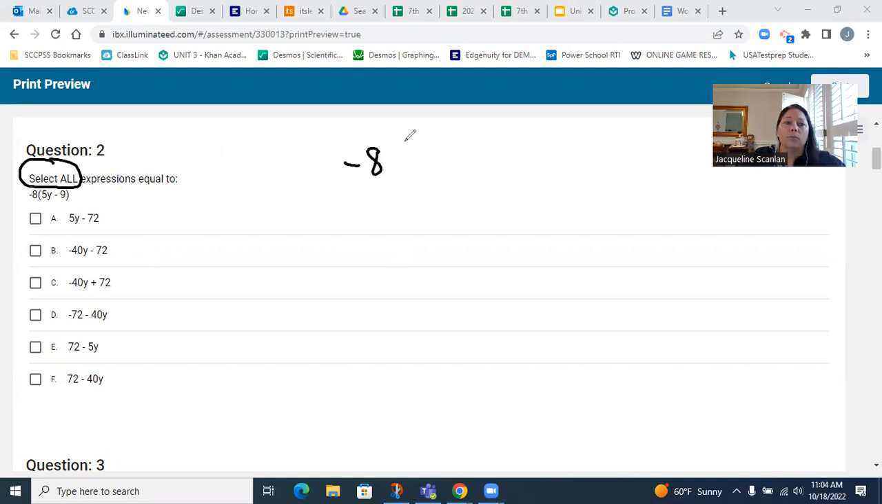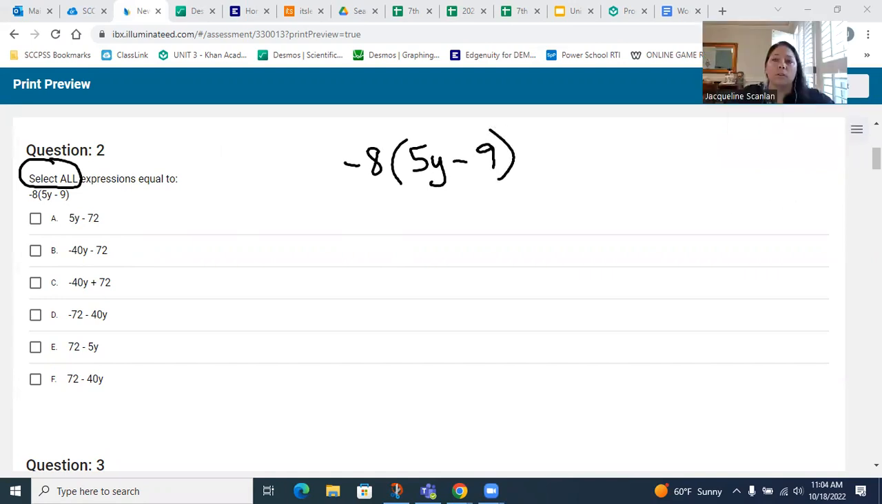It says -8 groups of 5y minus 9. All right, so again, like I said, we're always going to use our order of operations. And the first one is P for parentheses. So I'm going to look inside of my parentheses and I'm going to say, can I subtract those two? And after thinking about it for a minute, hopefully your answer is no. I can't subtract 5y minus 9 because they're not alike. The 9 doesn't have the letter y with it. If it said 5y minus 9y, then I could subtract them because they're alike. But it doesn't have the y, so I cannot do anything inside those parentheses.